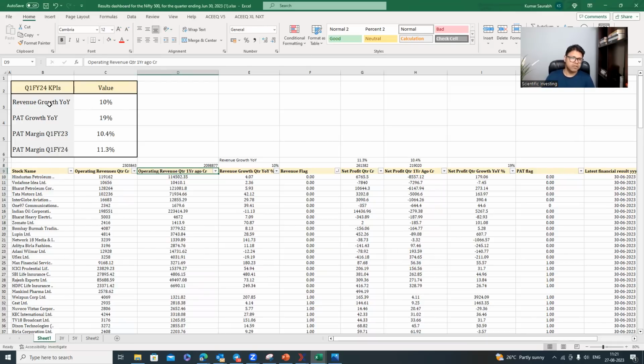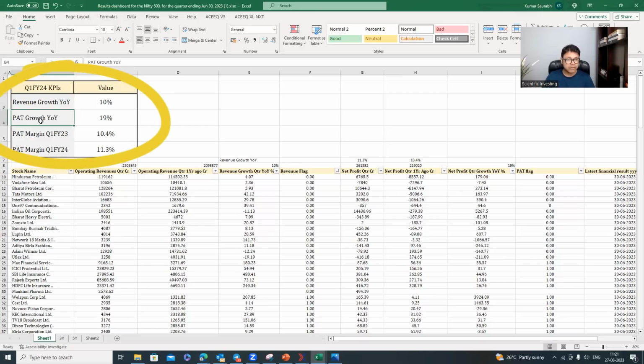Now, what we see is that the year over year revenue growth rate of Q1 FY24 for these top 500 companies, excluding the outliers, has been 10%, which is a healthy double digit number. The PAT growth rate is much more encouraging. The market basket of Nifty 500 companies has done almost 19% PAT growth rate. It's a very, very healthy number.